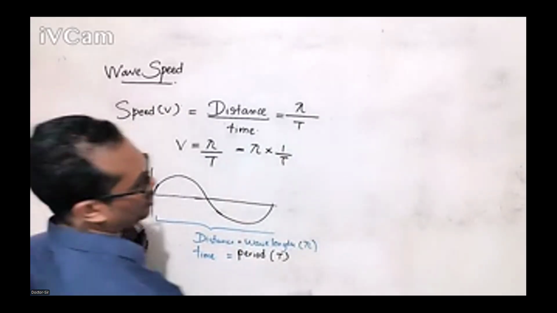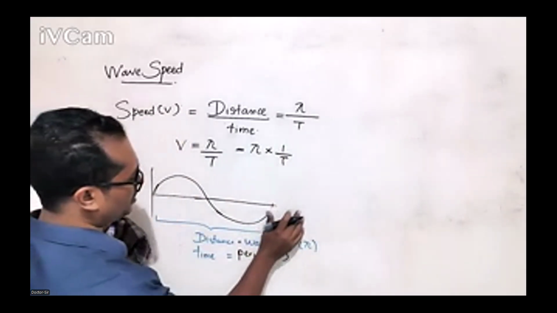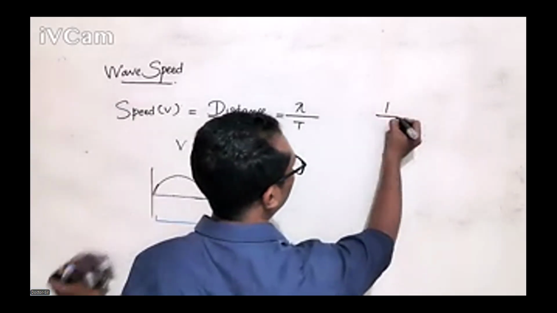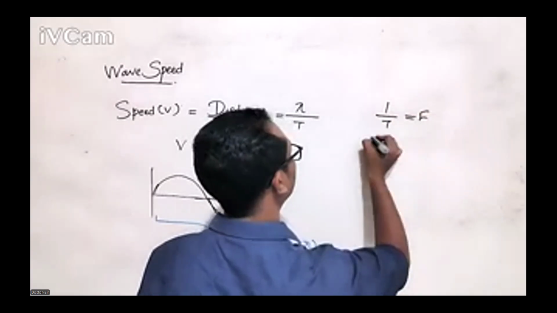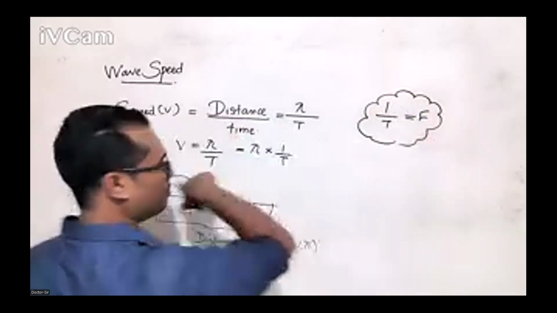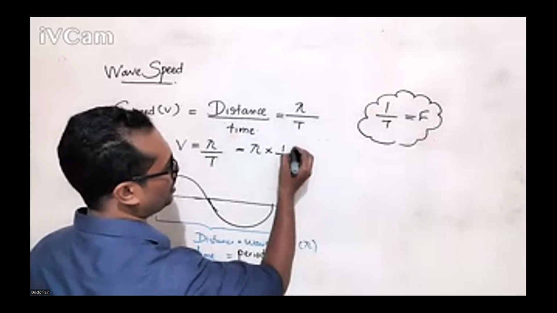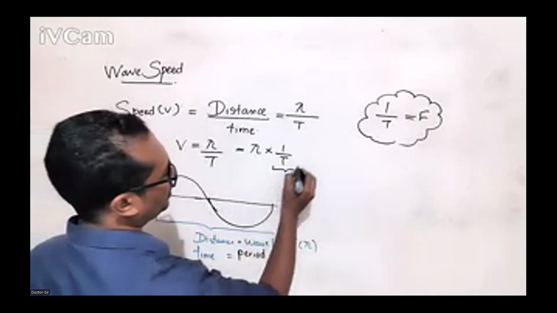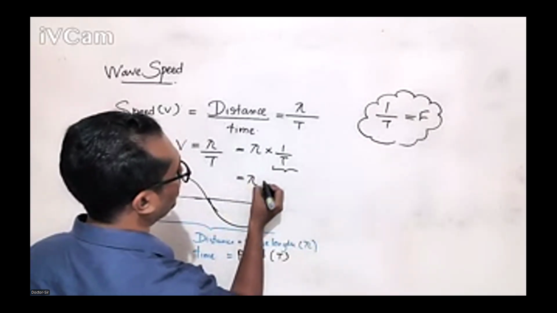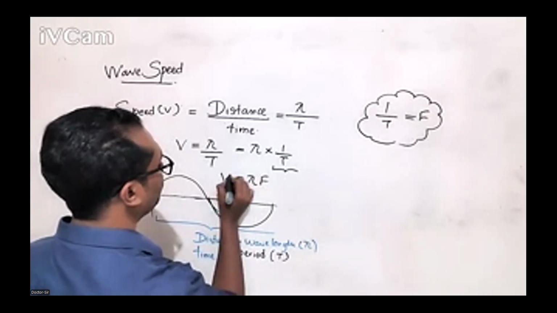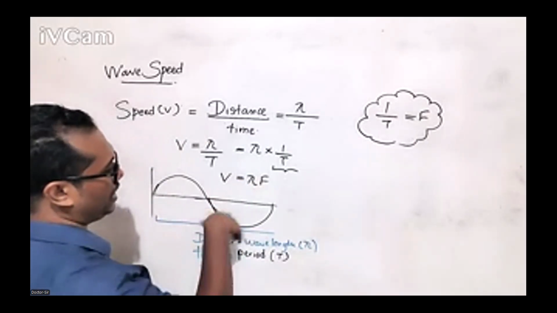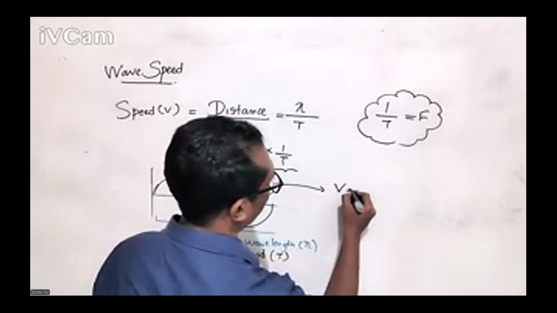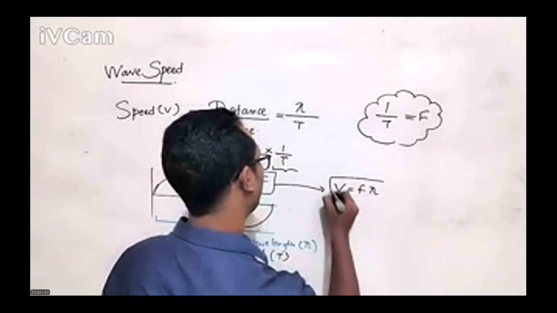A few minutes ago we discussed that 1 divided by T equals F. This is another thing we learned before. So we can apply F here and write down lambda F. This is the formula, and we will change the order: V equal F lambda, right?